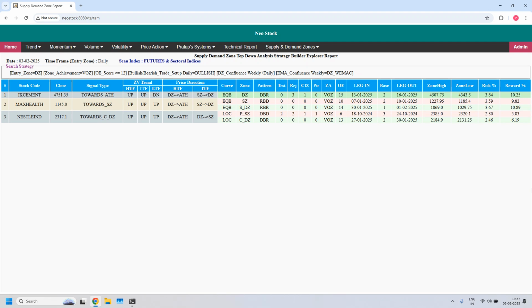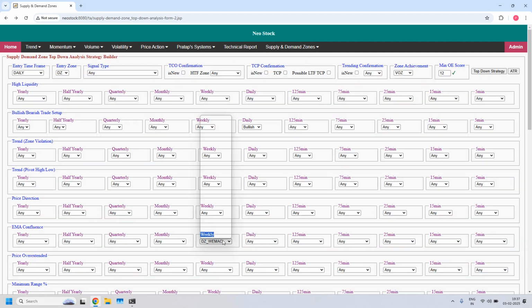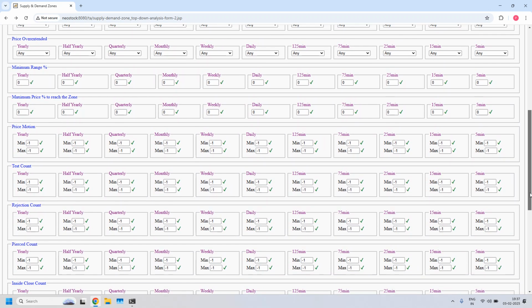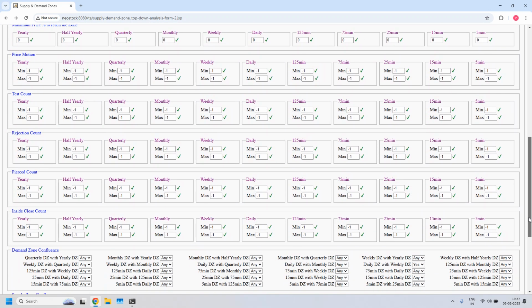Okay, next one is LTF, ITF, HTF demand zone specific filter we have to use. So I am removing this EMA filter because it is ITF specific filter. We should focus on HTF specific. So in the demand zone Confluence, 3 filters we have to set. First filter is LTF, ITF, already we set in the previous report. Second filter, daily demand zone with monthly demand zone Confluence. Third filter, weekly demand zone with monthly demand zone Confluence.